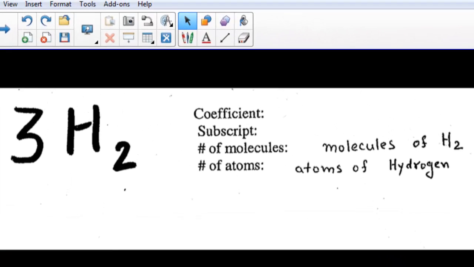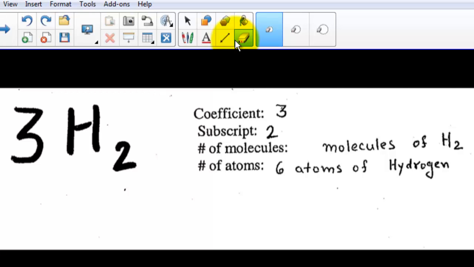In this picture, you can see we have 3H2. And so now our coefficient. Our coefficient, again, is that number on the left-hand side out in front. And so our coefficient is 3. Our subscript, the number off to the right and also below the element symbol, is 2.